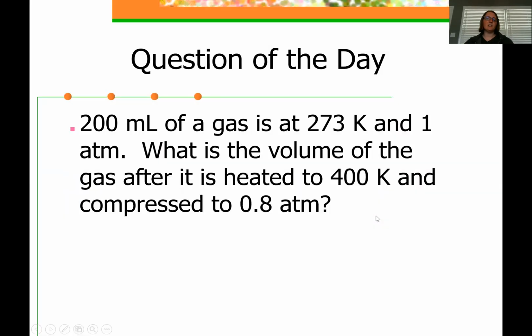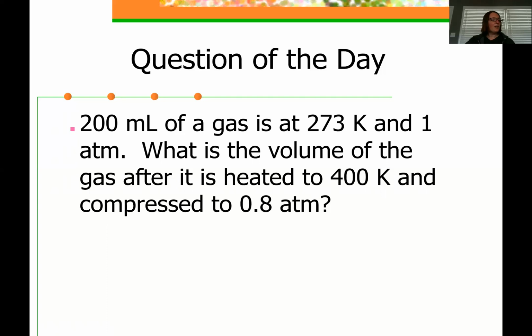All right, so here's our question of the day. This is a review of the combined gas law. Remember, the combined gas law combines pressure, volume, and temperature. So it says 200 milliliters of a gas is at 273 Kelvin and 1 atmosphere. What is the volume of the gas after it is heated to 400 Kelvin and compressed to 0.8 atmospheres? Take a minute, go ahead and pause me and try this. Remember to use your combined gas law and give this a shot, and then we'll go over it in a minute.